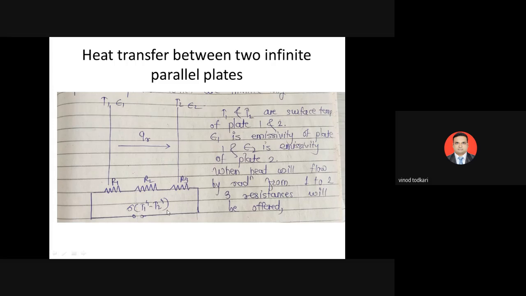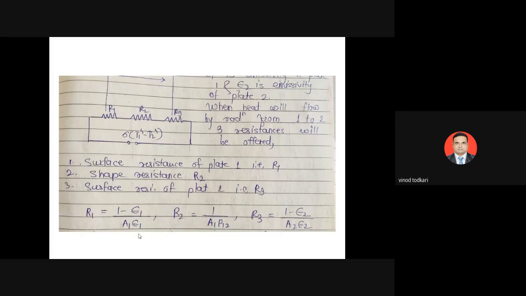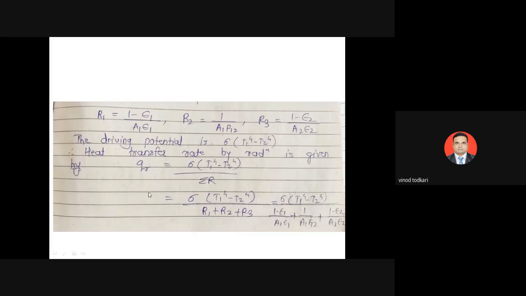The concept is very simple. In electrical circuits, we say I is equal to V upon R. Current is equal to potential divided by resistance. Similarly, in thermal circuits, we can say that Q is equal to potential upon resistance. Q is the rate of heat flow by radiation. It is equal to potential difference divided by all resistances.